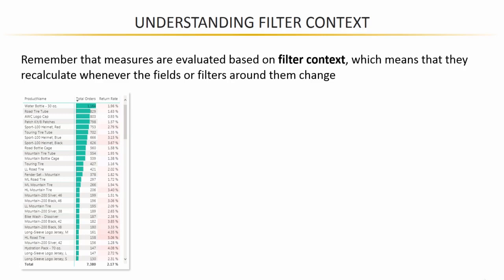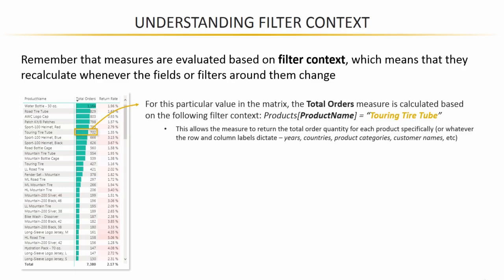So consider this matrix view on the left side of the screen. If we pinpoint one cell out of that matrix, we can understand exactly what filter context is being passed to that cell and therefore understand exactly how that measure is being calculated. So for this particular highlighted cell, we're calculating a measure called total orders, and it's evaluating based on the following filter context. The product name column from the product table is equal to touring tire tube, because that's the filter context passed to this cell from the matrix row labels.